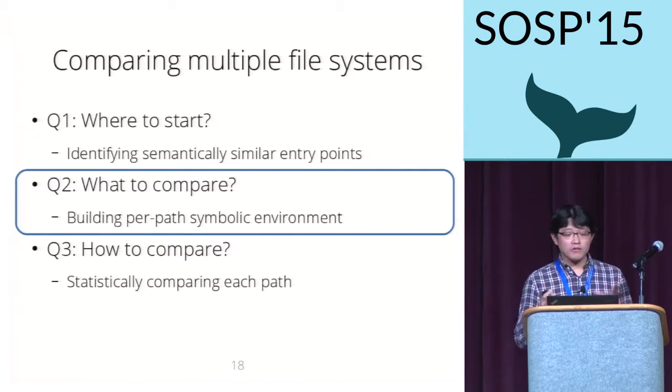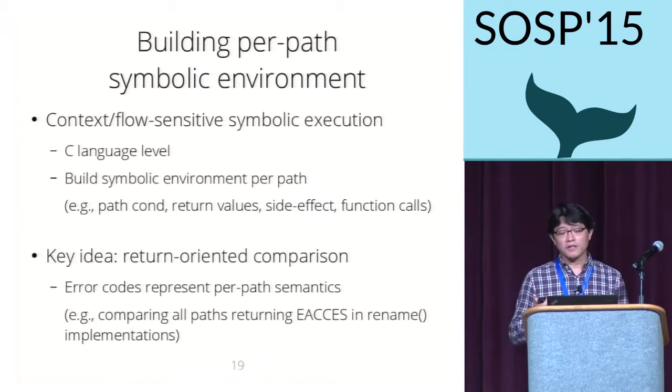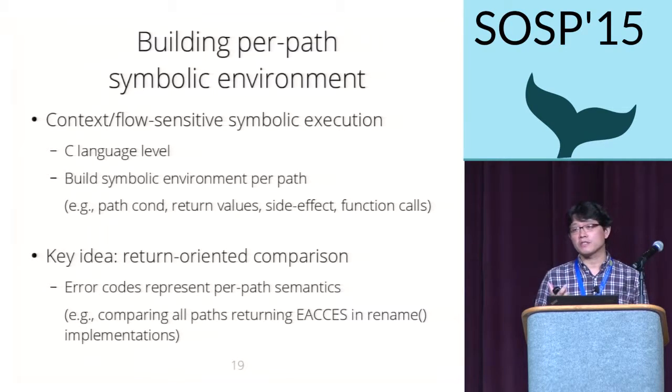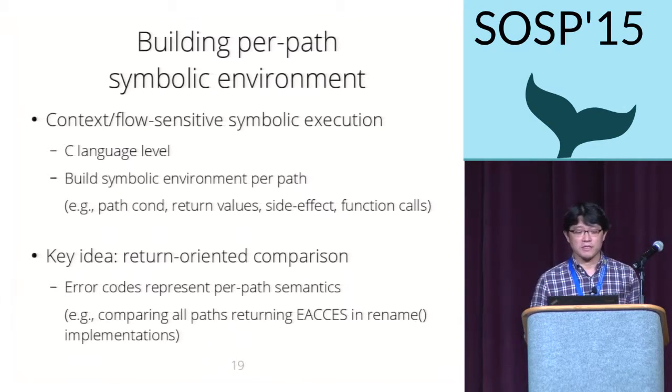Now we have decided to start comparing from the VFS entry points. The next thing is what we actually have to compare in the VFS functions. We decided to compare the results of symbolic execution. The reason is that our symbolic execution is context sensitive and flow sensitive, so its results can represent richer behavior of a function. While executing symbolically, we collect path conditions, return values, side effects, and function calls. The key idea of our symbolic execution is return-oriented comparison. For example, if we compare all execution paths returning the permission error in the rename function, we can further constrain the high-level semantics of rename.